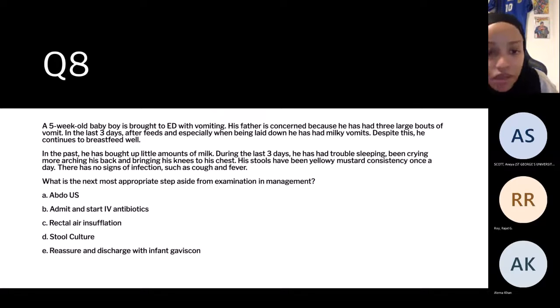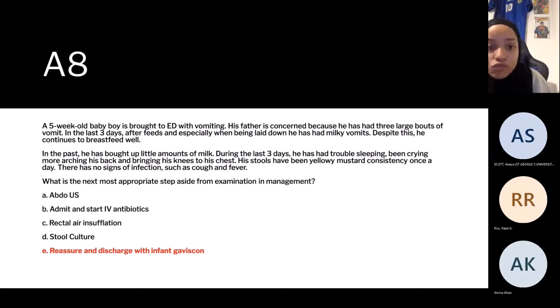Okay, so there were 2 responses this time. So we've got reassure and discharge with infant Gaviscon, and the other one was rectal air insufflation. So the correct response was E, and we'll just go through the question.